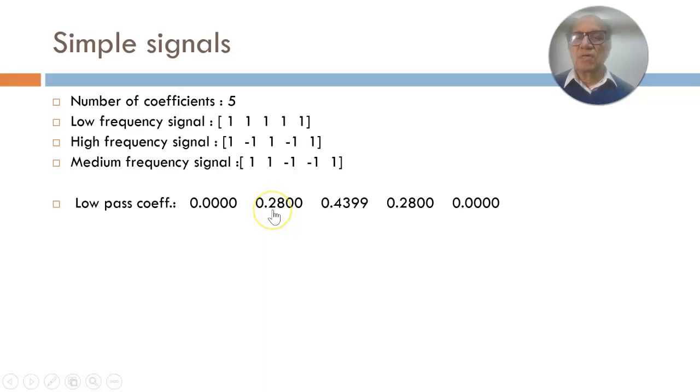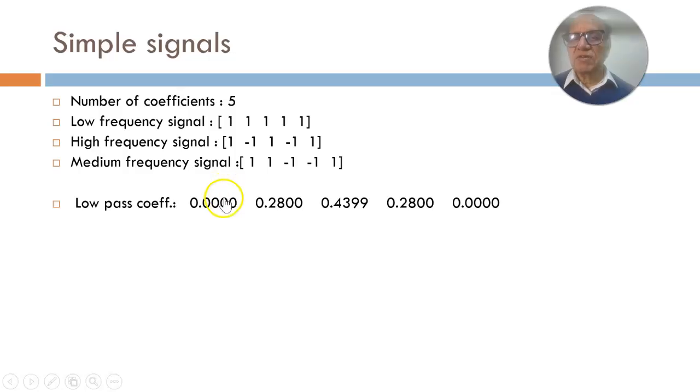So first is 0, this 0.28 and so on. Understand, this is one example. You could have other values depending on the window that you are using. But anyway, this is one possible array of coefficients for the low pass filter. So now if the input signal has a low frequency, then let's consider it is this. So how do you calculate the output?